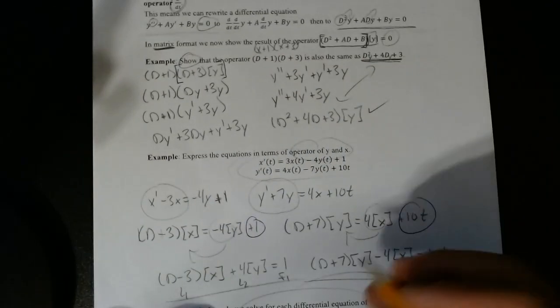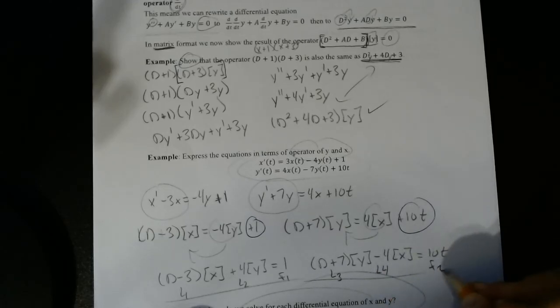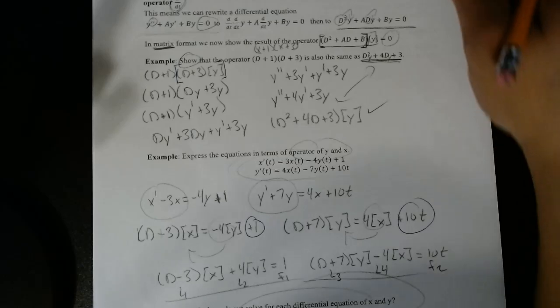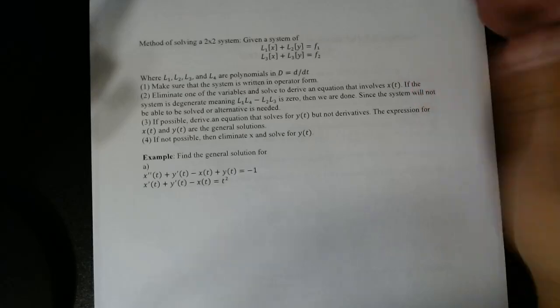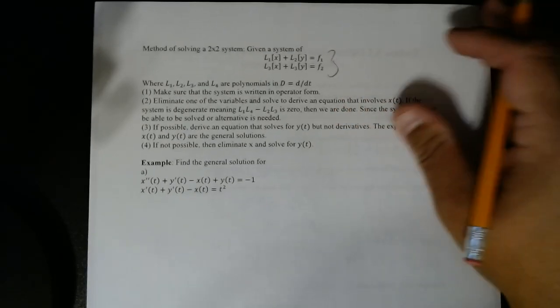And same thing applies to my second system of equations. So this will be considered L3, this will be L4, and this is F2. Okay. So that will be my new system of equations I'm going to have to be dealing with. So that's basically the first step: make sure it's actually looking like this.